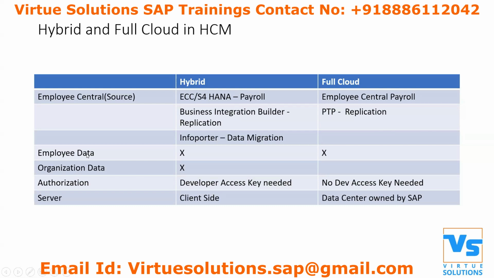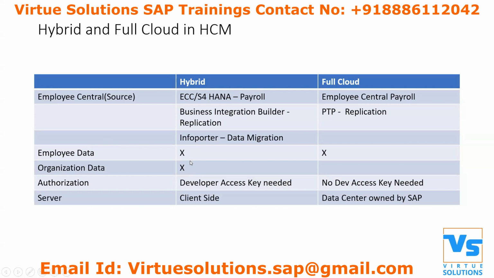And the second major difference is employee and organization data. Now, in the hybrid scenario, you can replicate both of them. You can replicate employee data, you can replicate organization data also. But when it comes to ECP, you can only replicate employee data. The org data and the relationships, like if you want to find a manager in ECP, that's not possible. That entirely is applicable only in Employee Central.